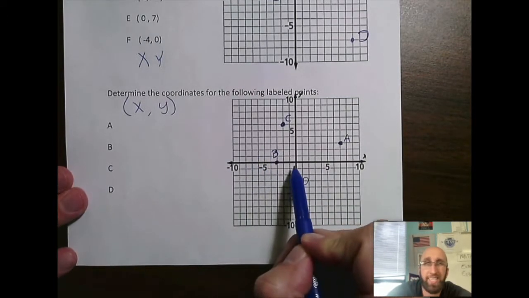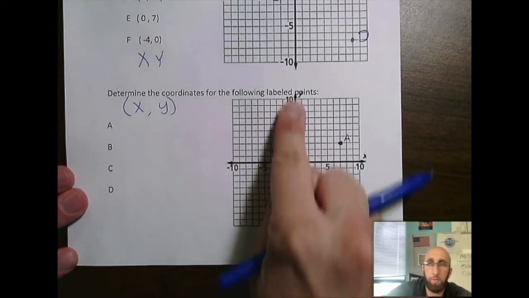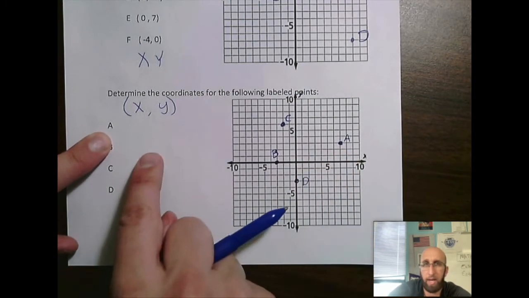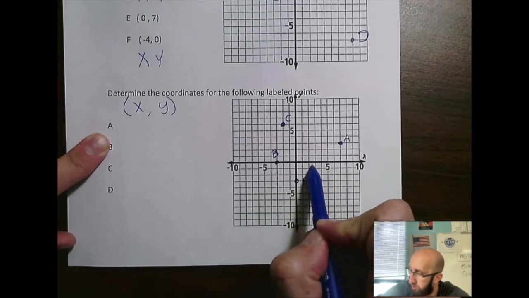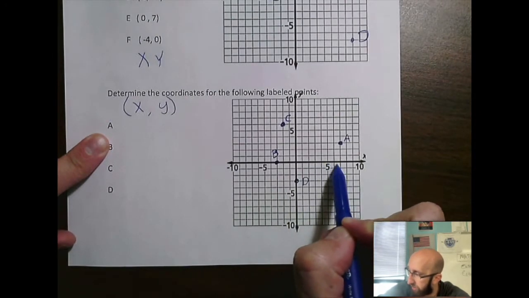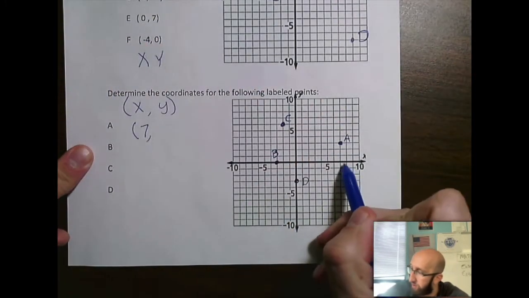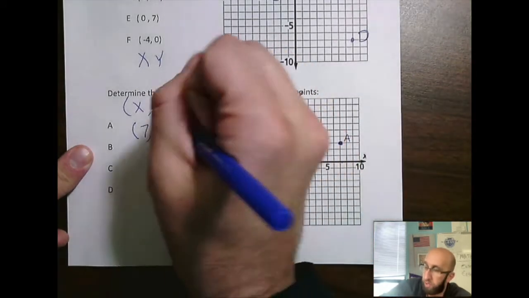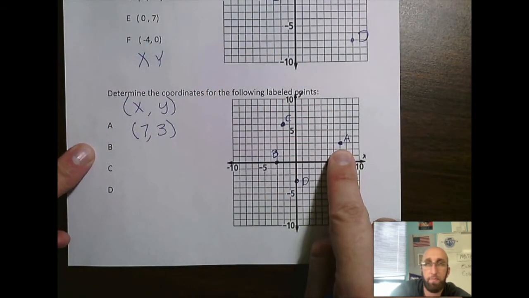It's a pretty easy counting game because remember, X moves you left and right, Y moves you up and down. So this point A is down over here, so I'm going to count how much I move to the right and then up. So this is 1, 2, 3, 4, 5, 6, 7. So the X value is going to be 7. And then we go up 1, 2, 3. That is (7, 3), and that is A.